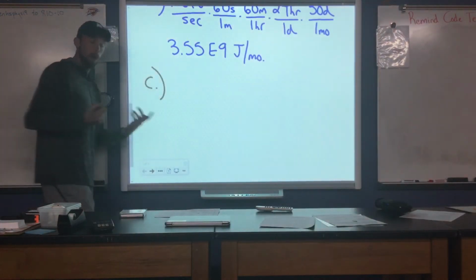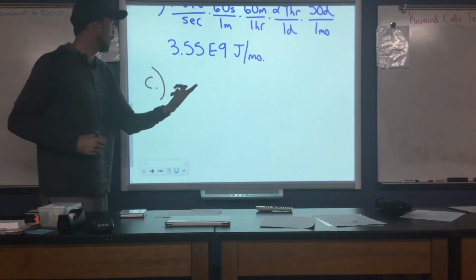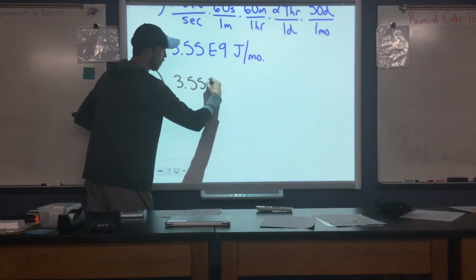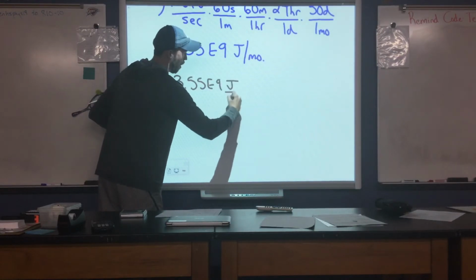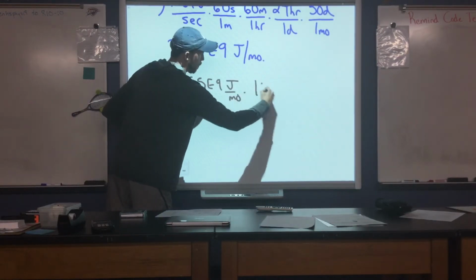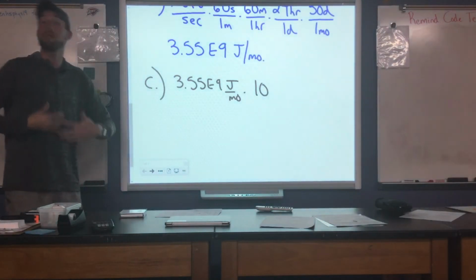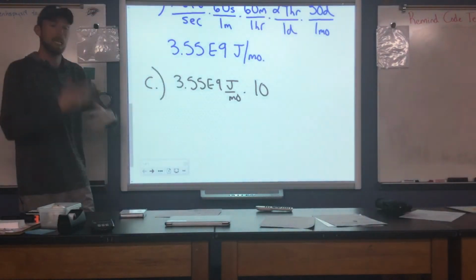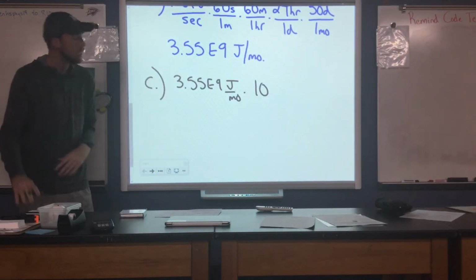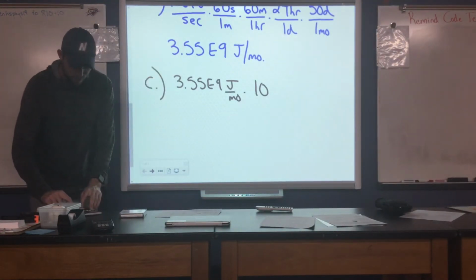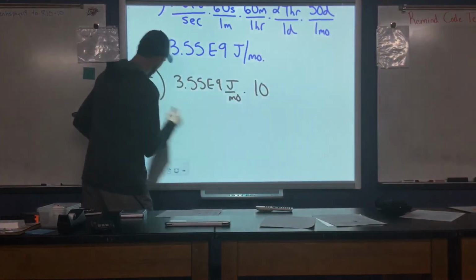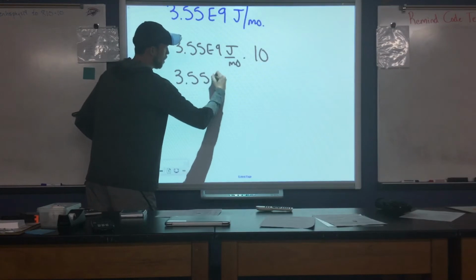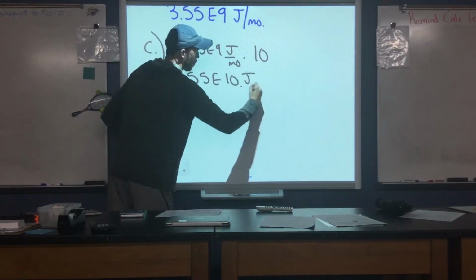So we're told in part C that we have 10 windows in our house. So first I'm going to take this value, 3.55 times 10 to the 9th power joules per month, and I'm just going to multiply by 10. The reason why is that we have 10 windows in our house, as we're assuming the dimensions are the same, the temperatures are the same, we're just going to take our rate and multiply by 10, which is going to give us really 3.55 now, multiplied by 10 to the 10th power, joules per month.